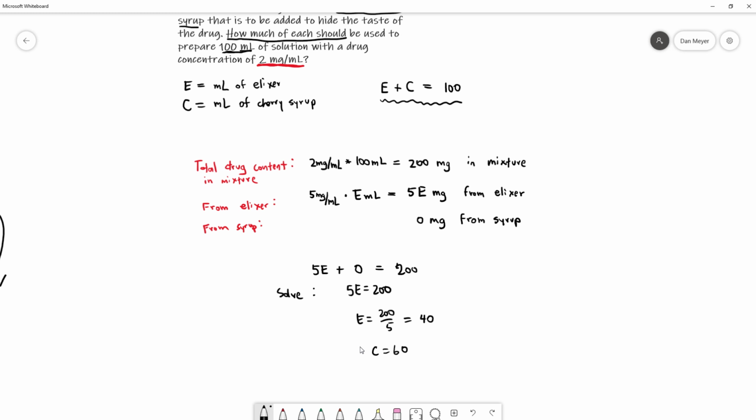All right, so there are 40 milliliters of elixir and 60 milliliters of syrup.